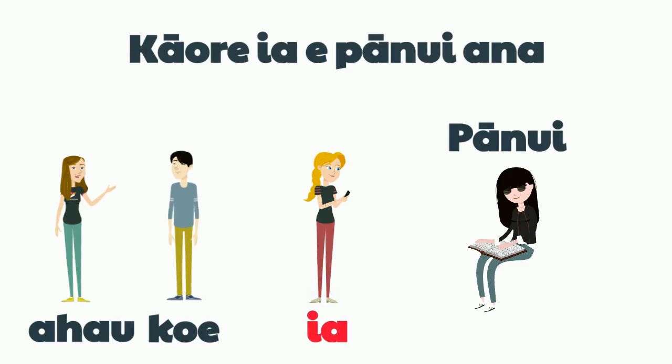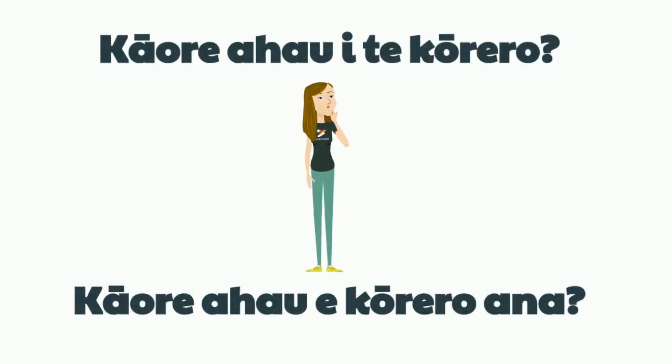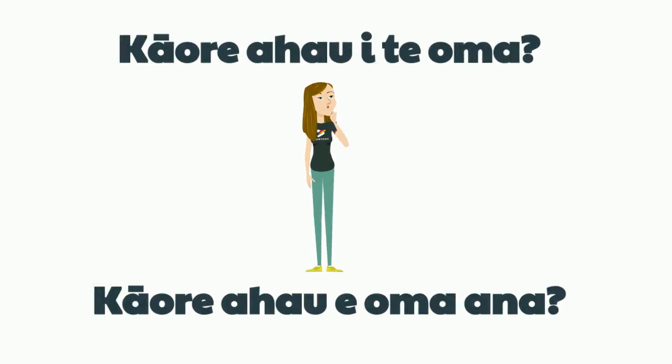All of these sentences can be questions. We simply have to change our inflection. The order of the words does not change. Kāore ahau i te kōrero. Kāore ahau e kōrero ana. Am I not speaking? Kāore ahau i te oma. Kāore ahau e oma ana. Am I not running?